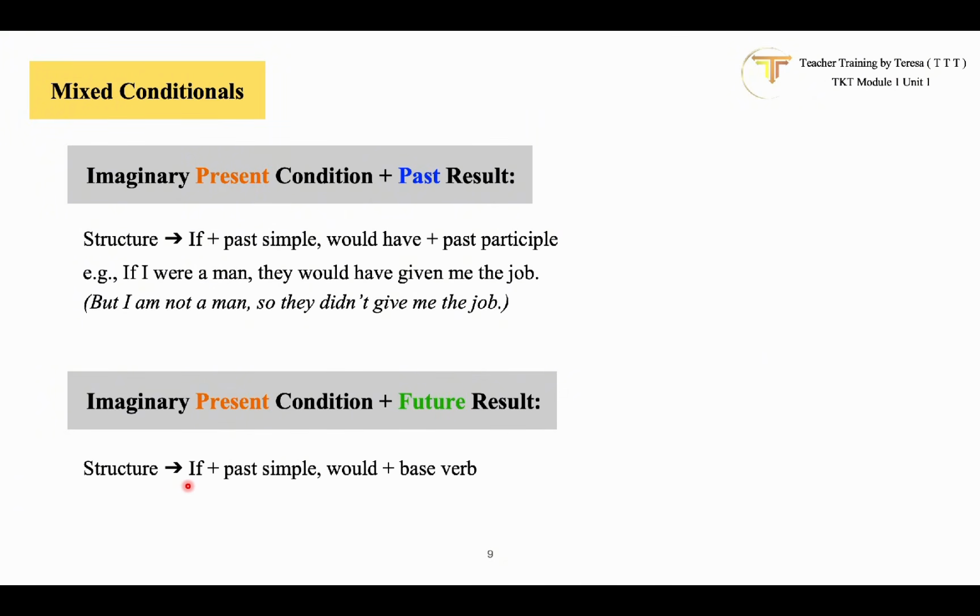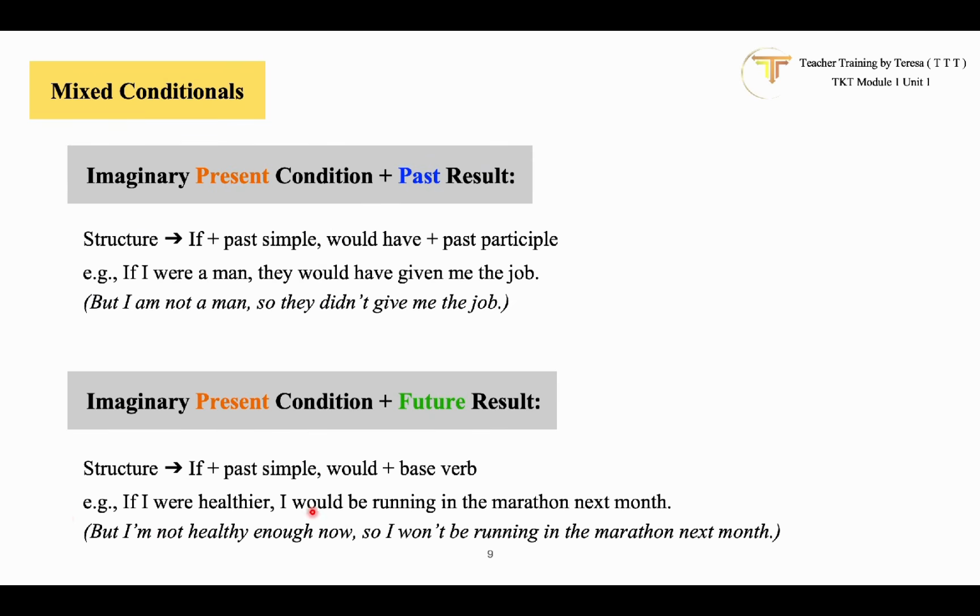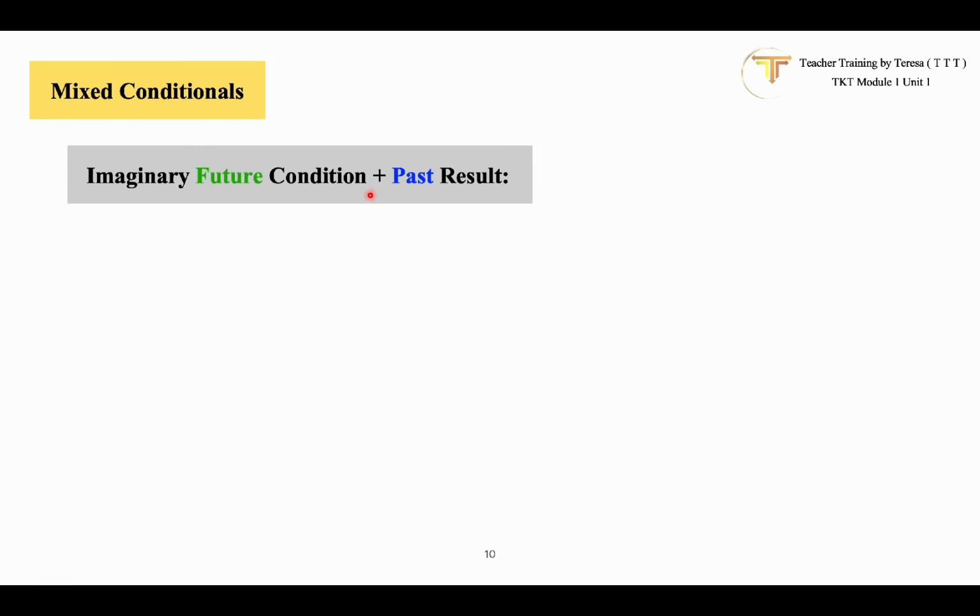Structure: if plus past simple, would plus base verb. Example: if I were healthier, I would be running in the marathon next month. But I'm not healthy enough now, so I won't be running in the marathon next month. Imaginary future condition plus past result.